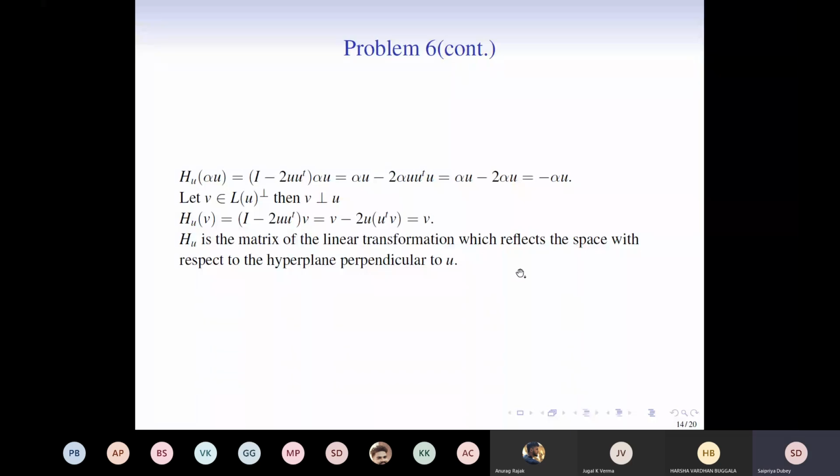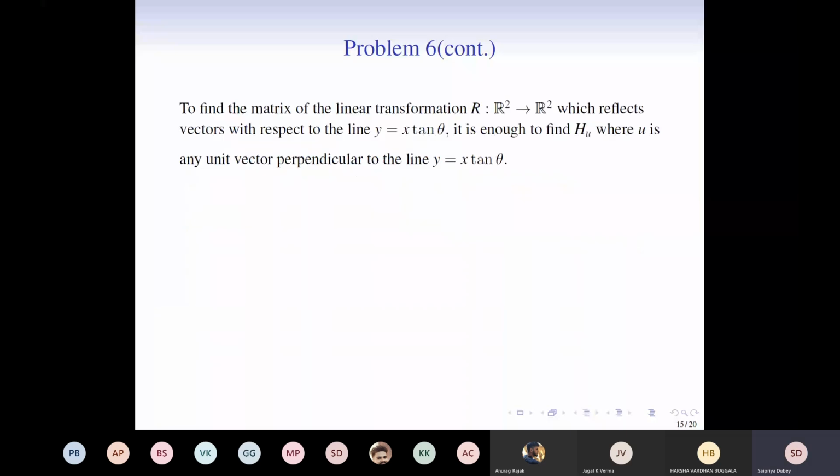Next, let's move on to use HU in order to compute the linear transformations. We have to find the matrix of the linear transformation R, which reflects vectors with respect to the line y equals x tan theta. So there is the line y equals x tan theta.